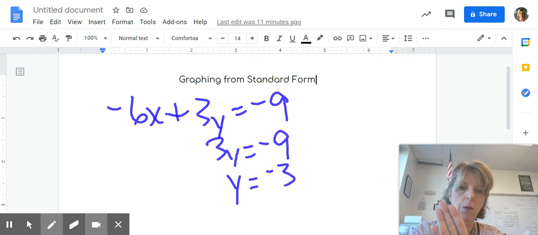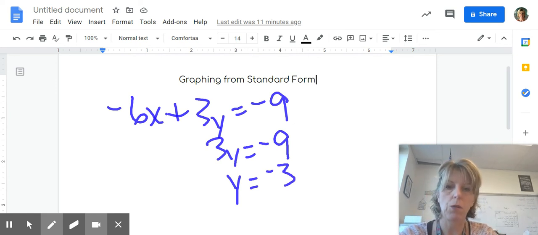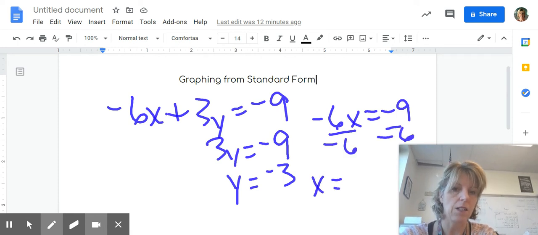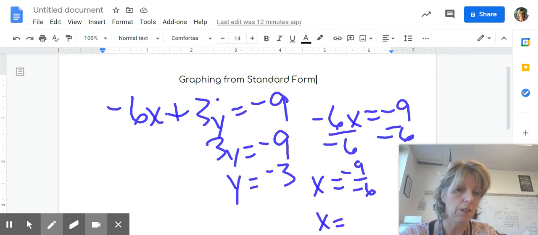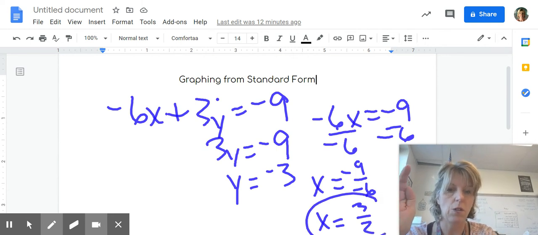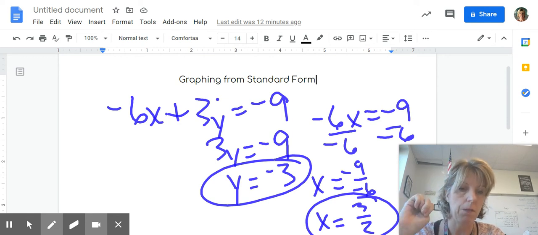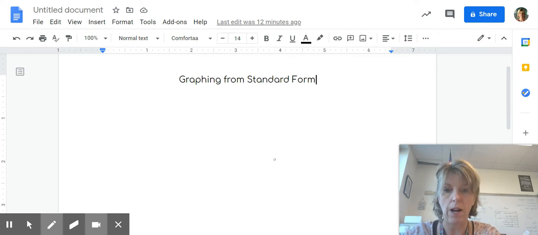Now with my hand, I'm going to cover up the other. I cover up the 3y, and what I see is negative 6x equals negative 9. So divide both by negative 6. I get x equals negative 9 over negative 6, which is going to be a positive 3/2 when I simplify. So these are my intercepts, my x-intercept and my y-intercept. From standard form, we are given the x-intercept and the y-intercept. If I have the x-intercept and the y-intercept, I can graph.